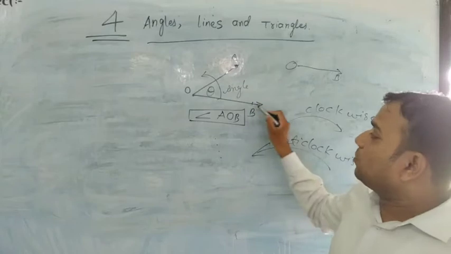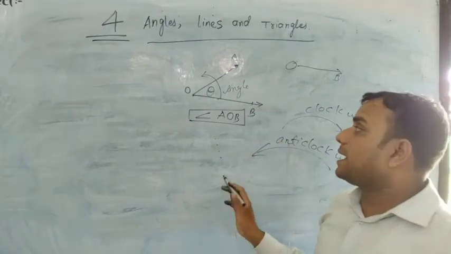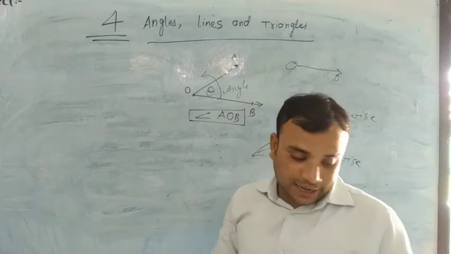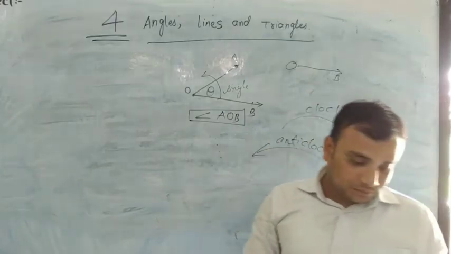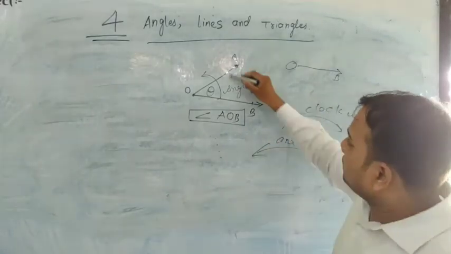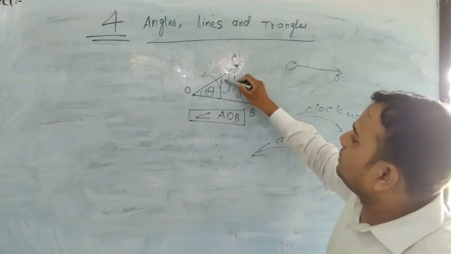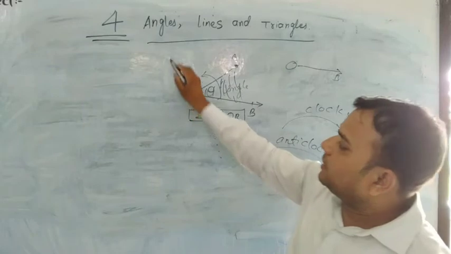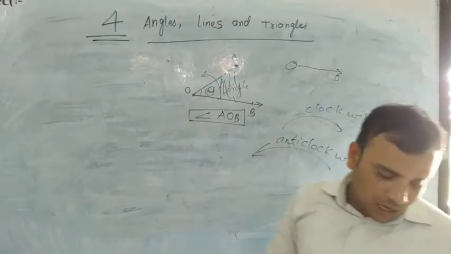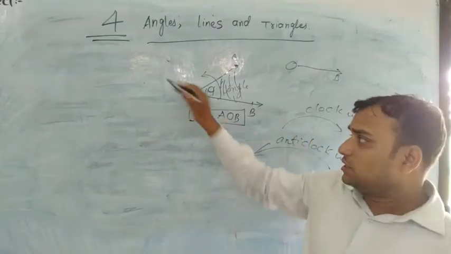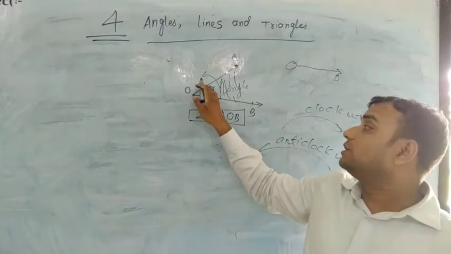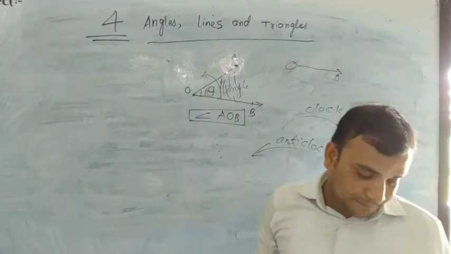So dear student, OA and OB are the arms of the angle, and O is the vertex of the angle. This is the inner part of the angle, and this is the outer part of the angle. That means this is the exterior part of the angle, and this is the interior part of the angle.